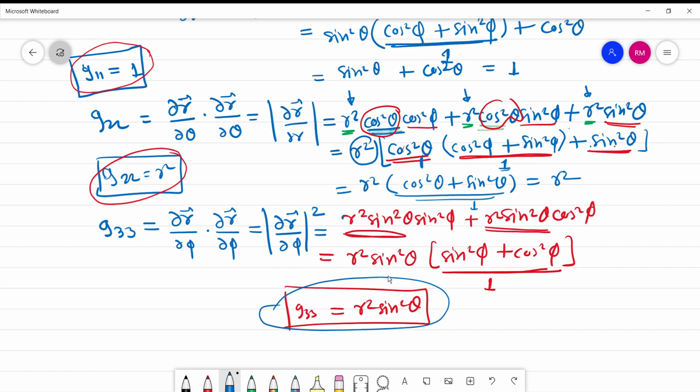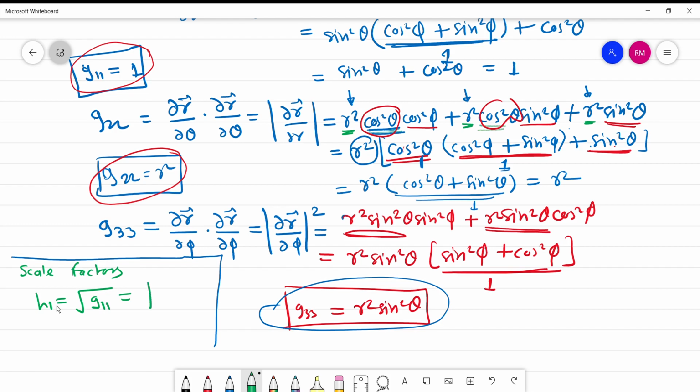Now, why do I need the metric coefficients? Because I want to find scale factors. Scale factors: H1 is equal to root of G11. G11 is 1, so H1 will be root of 1, which is equal to 1.